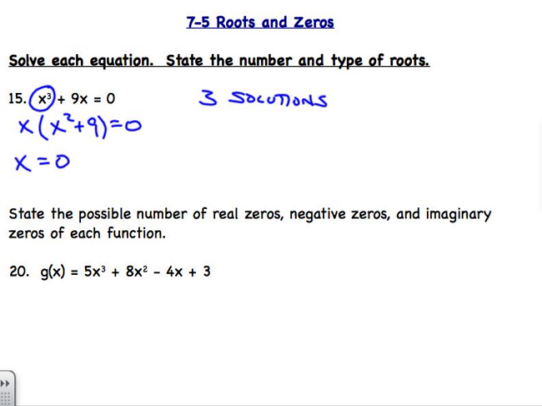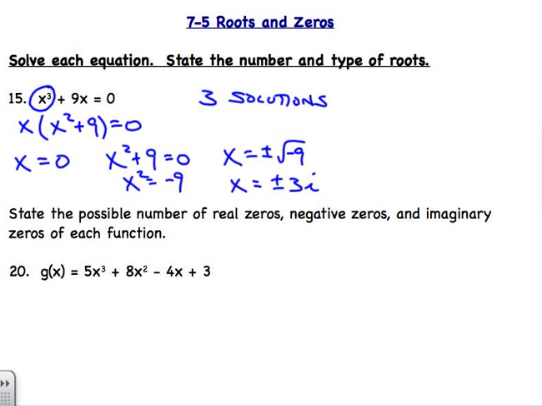If it's the x squared plus 9, subtract 9 from both sides, take the square root, and because we're taking the square root of a negative number, we're going to have 2 imaginary roots, positive and negative 3i.